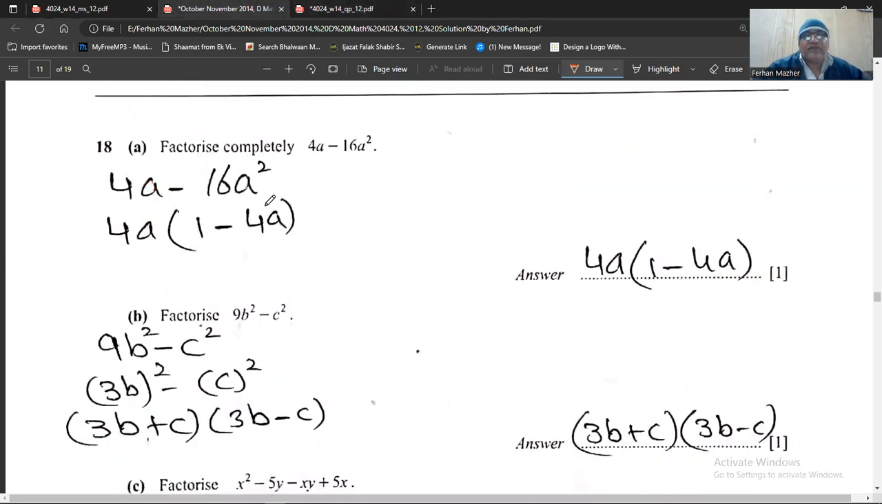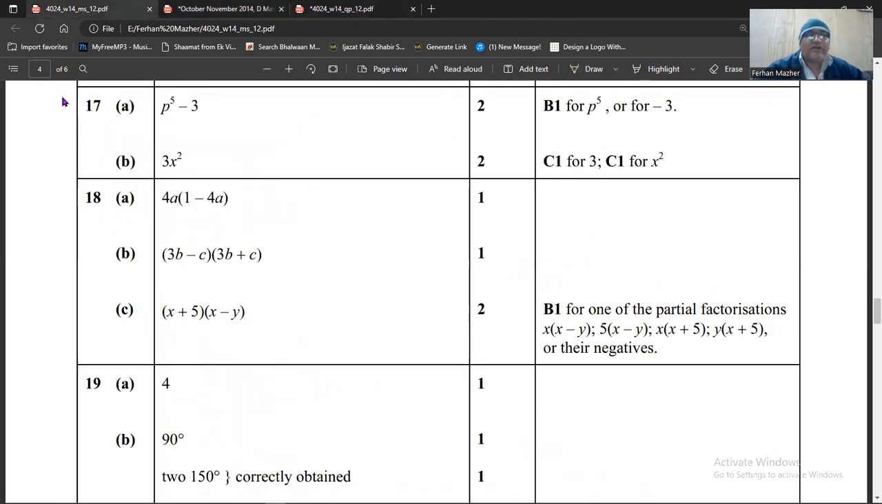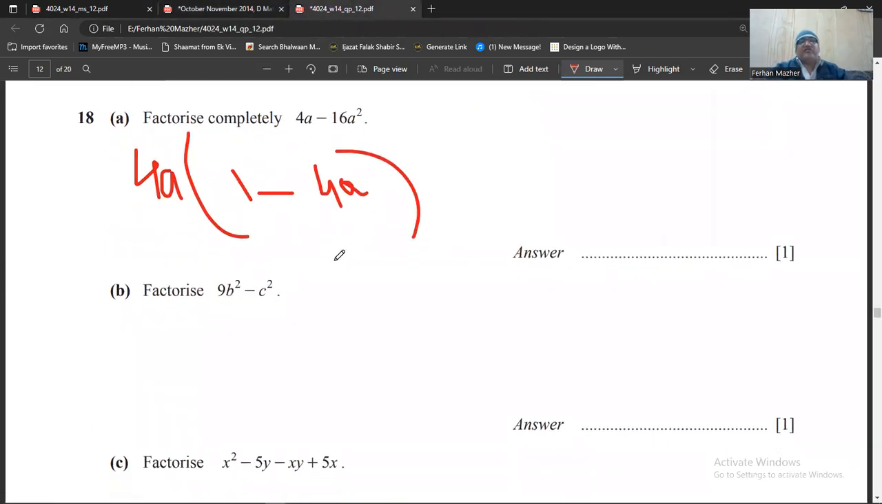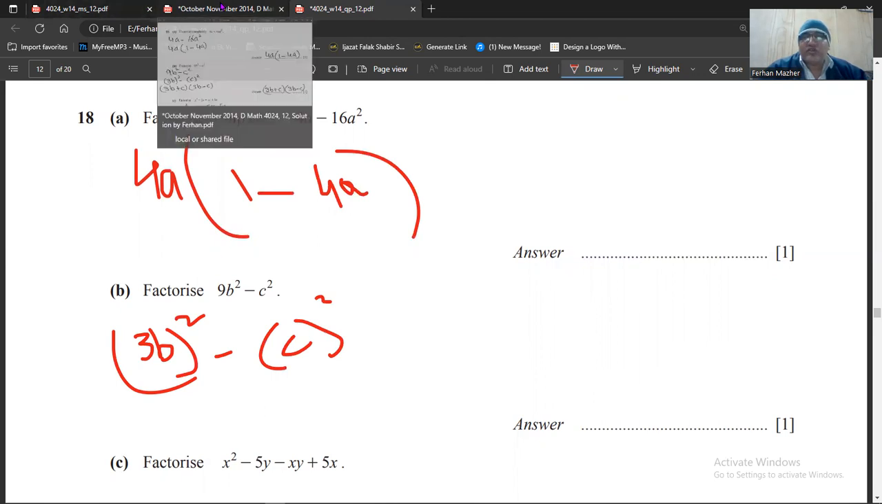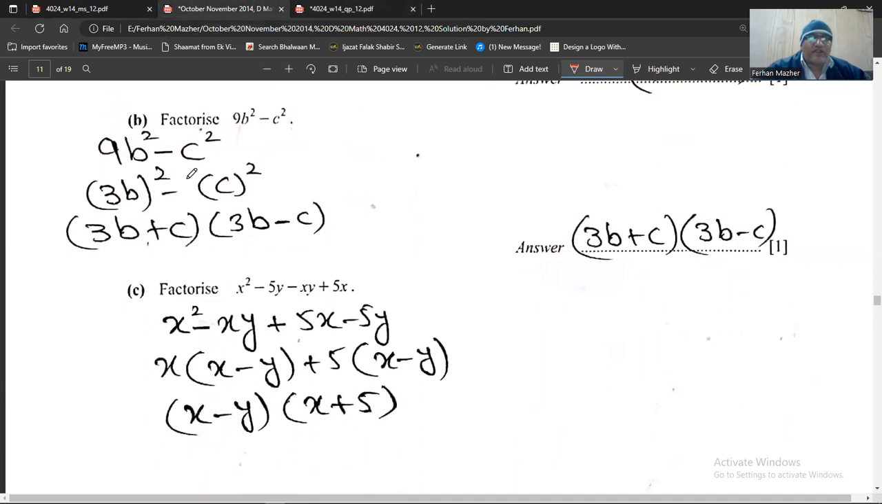So let me show you. Here we have that solution. 4a is common, so 1 minus 4a in the bracket. So 4a bracket 1 minus 4a bracket close. Our answer is right. Now we are at question number 18, B part, 3b square minus c square. These are two perfect squares and we have negative between them. So it is 3b square whole square minus this is c and it's square. So I will use a square minus b square equals a plus b, a minus b. So two perfect squares, negative between them.